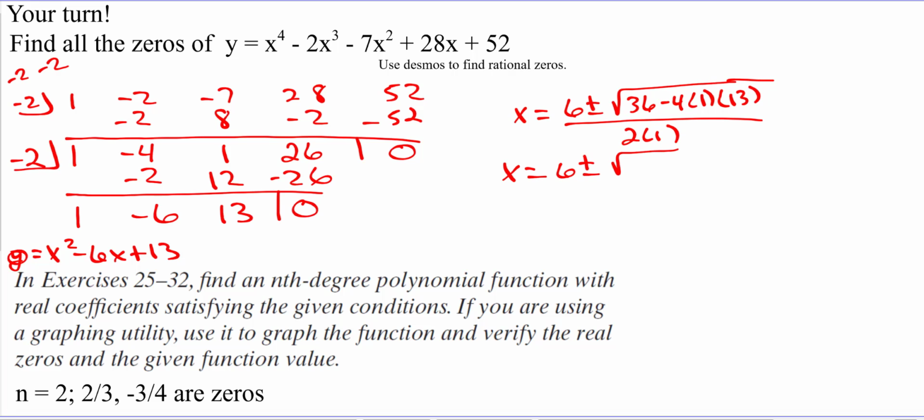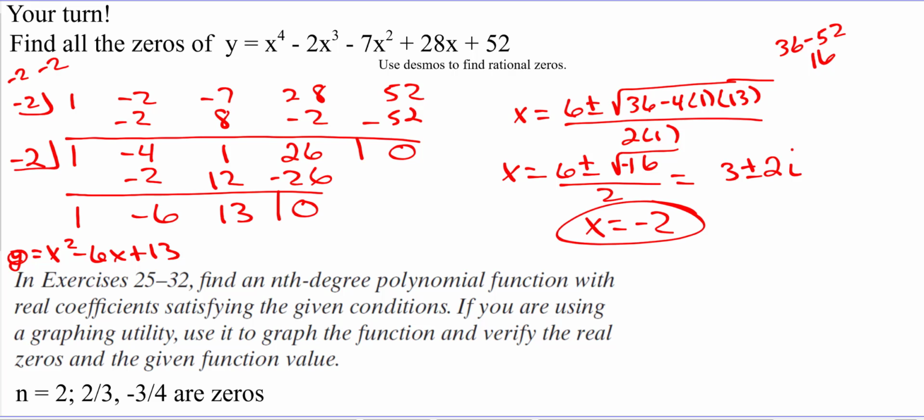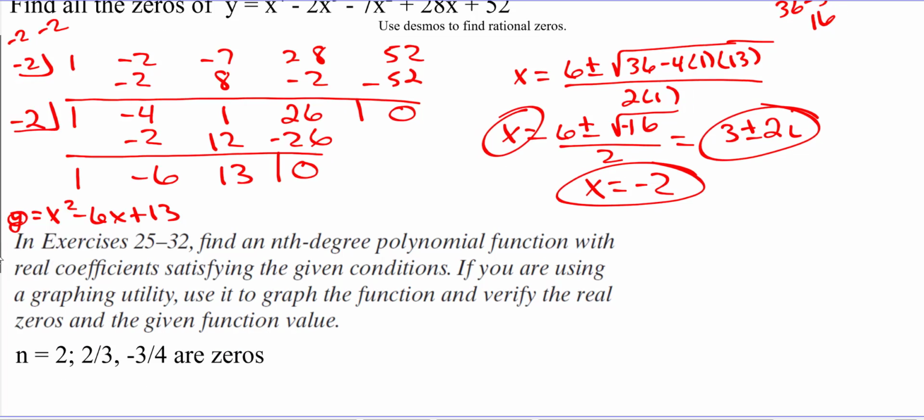6 plus or minus square root of 36 minus 52. 36 minus 52 is -16. So -16 over 2. So 3 plus or minus square root of -16, which is 4i, so 2i. And then x is equal to -2. So here, writing that, those are 4 answers, because remember, -2 counted 2 times.